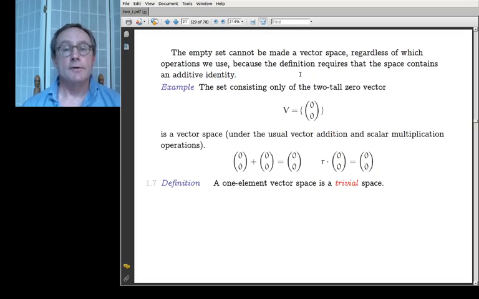You can have a vector space that has only one element. That can happen, and I listed as an example the vector space that contains only the 2-tall 0 vector. The plus and times operations are pretty dopey there, but it's still perfectly possible and satisfies all the rules. You call that the trivial space for the obvious reason, and we'll have occasion sometimes to mention the trivial space, much the same way that you have occasion in high school algebra to mention the number 0. It just comes up sometimes.